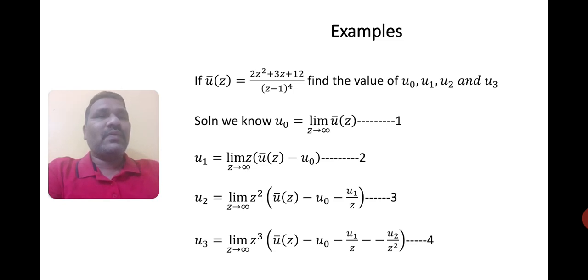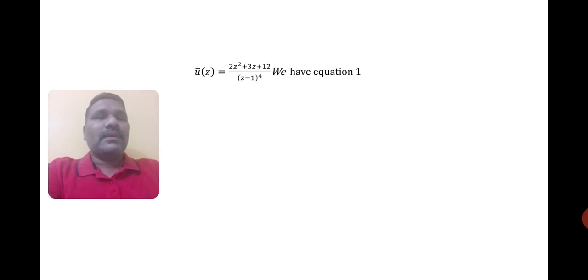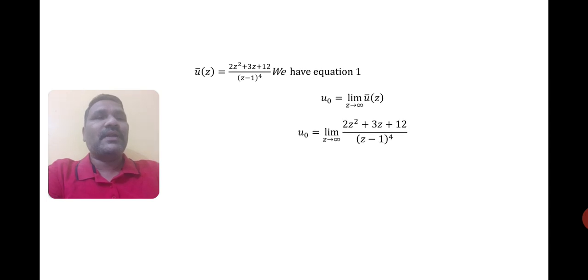Now let me try to find the real value of u0, u1, u2 and u3. So u bar of z is equal to 2z square plus 3z plus 12 divided by z minus 1 to the power 4. By equation 1 I can write u naught is equal to limit as z tends to infinity of u bar of z. U bar of z is given to us, let me supply the values. U naught is equal to limit as z tends to infinity of 2z square plus 3z plus 12 divided by z minus 1 whole to the power 4. Now try to apply this limit here.